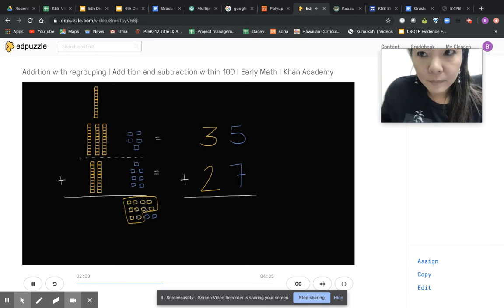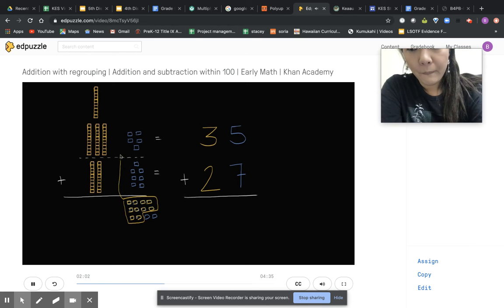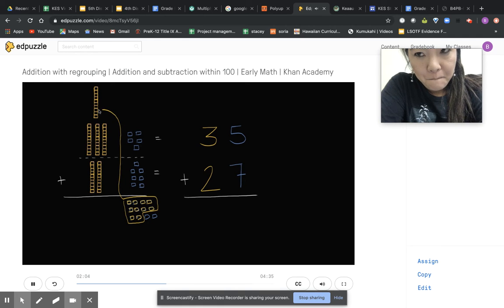So all I'm doing here is taking these 10 right over here and regrouping them into the tens place. Sometimes this is called carrying. So instead of writing 10 ones, I'm going to write it as 1 ten. So what does that do for us? Well, now I only have 2 ones in the ones place. But now I have one more 10 in the tens place.